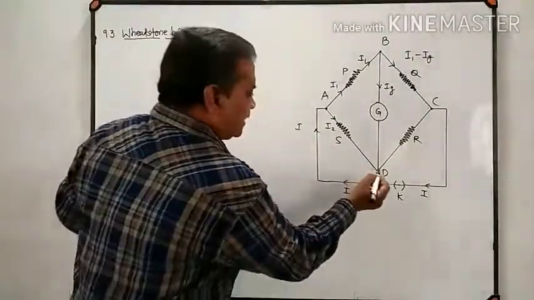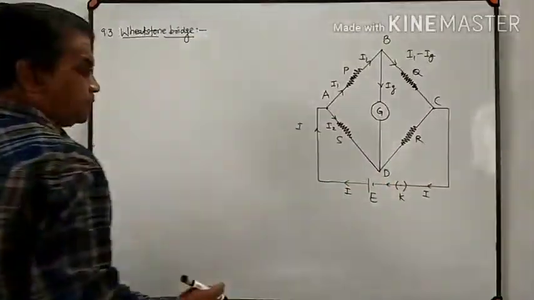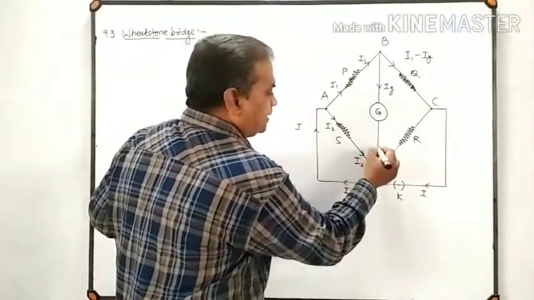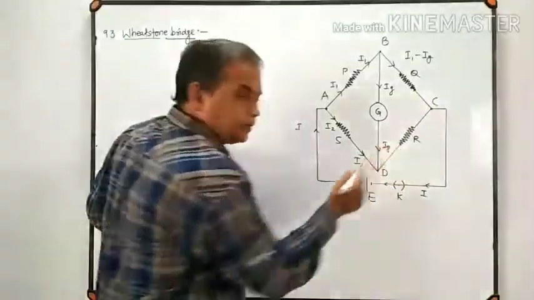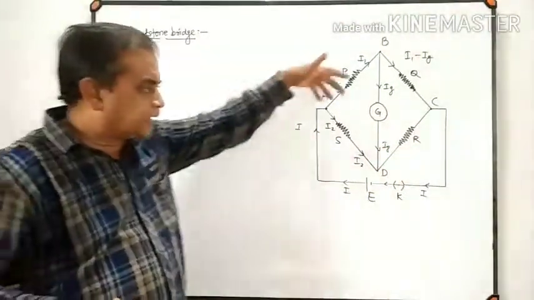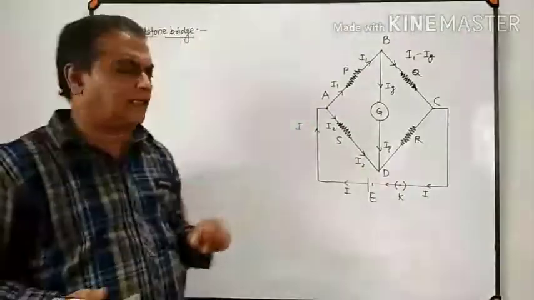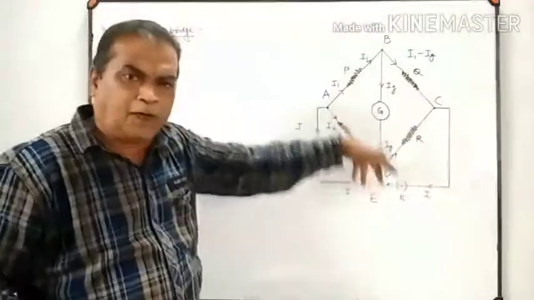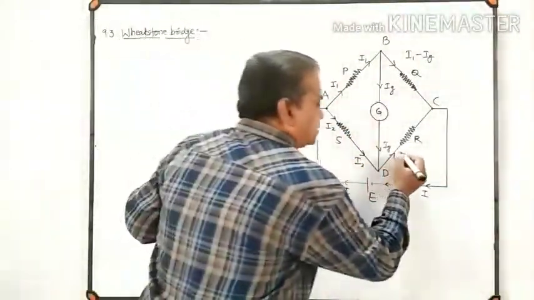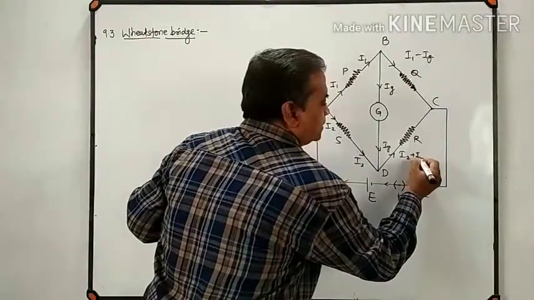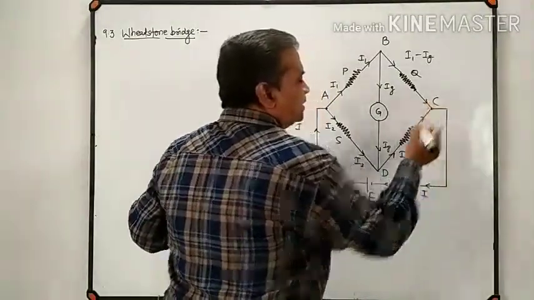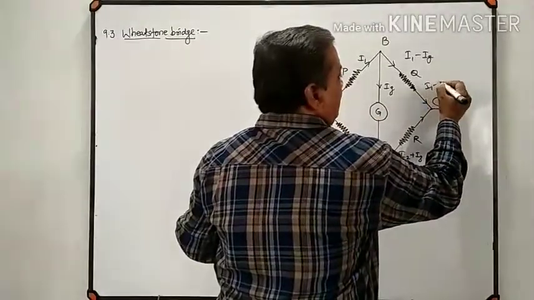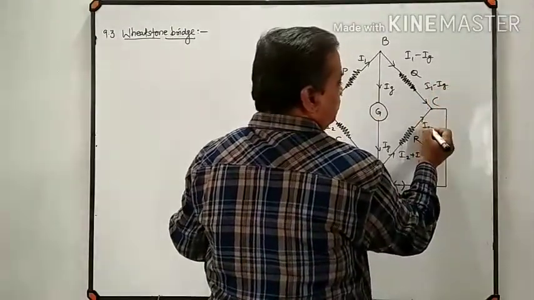Now look at another junction point D. Again according to Kirchhoff's current law, at junction point D one of the incoming currents is I2 while the other incoming current is Ig. There are two incoming currents at junction point D. So according to Kirchhoff's current law, the sum of incoming currents is equal to the outgoing current. So here the outgoing current is I2 plus Ig. Now look at junction point C. At junction point C, the incoming currents are I1 minus Ig and I2 plus Ig.